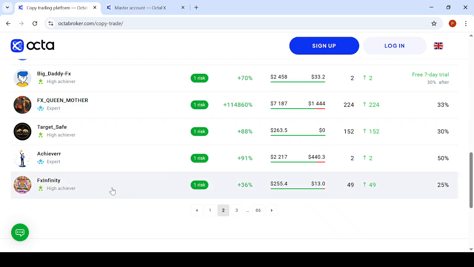The third step can be the number of followers or assets under management. You can look for traders with higher assets. With higher assets, you know that he's controlling a lot of funds.